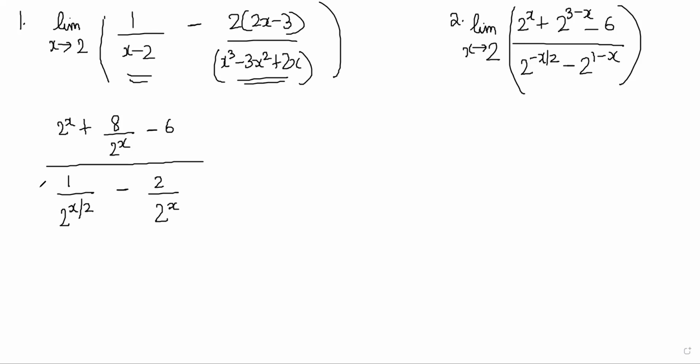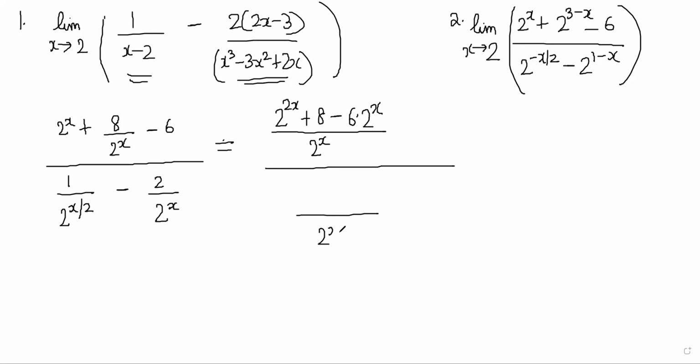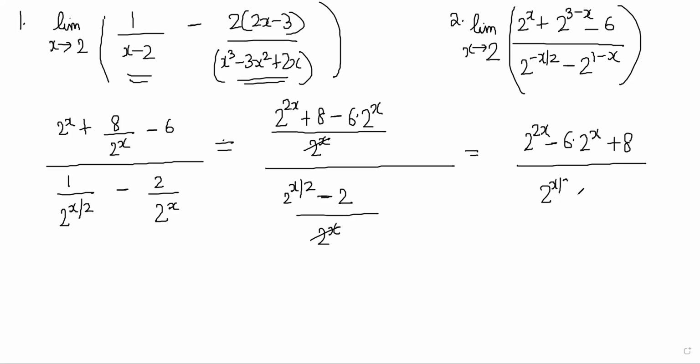Okay, so let's just do common denominator and stuff. The 2 power x, this becomes 2 power 2x plus 8 minus 6 into 2 power x, and this becomes 2 power x by 2 minus 2, right? So 2 power x and all you can cancel, and this is the thing. So now on top, you have 2 power 2x minus 6 into 2 power x plus 8 divided by 2 power x by 2 minus 2.